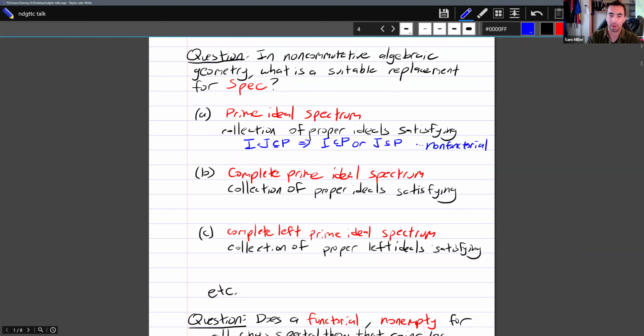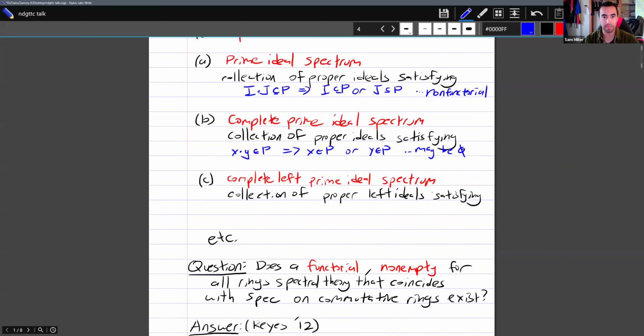Another version is the complete prime ideal spectrum, which is the collection of all complete prime ideals, i.e. the ones that just satisfy the usual commutative prime ideal conditions. So if we have xy is in P, then this implies that x is in P or y is in P. This one actually is functorial, but it has a separate problem. It actually may just be the empty set. We'll see an example of that soon.